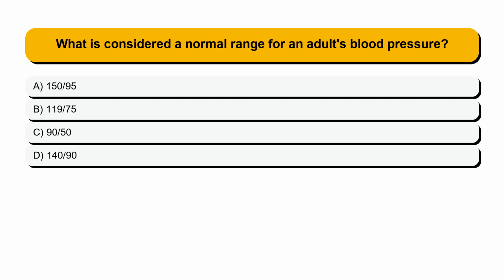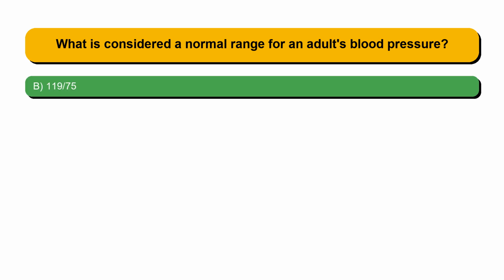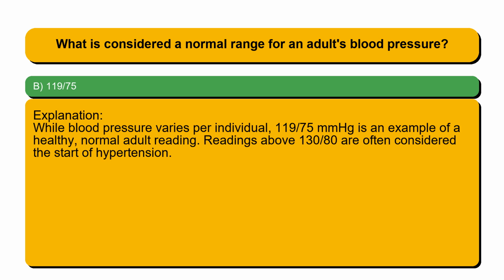Question 33. What is considered a normal range for an adult's blood pressure? Option A. 150/95. Option B. 119/75. Option C. 90/50. Option D. 140/90. The correct answer is option B. 119/75. While blood pressure varies per individual, 119/75 mmHg is an example of a healthy, normal adult reading. Readings above 130/80 are often considered the start of hypertension.